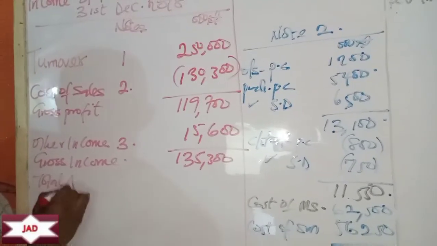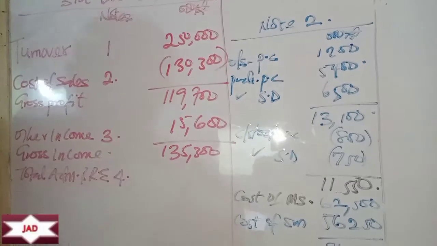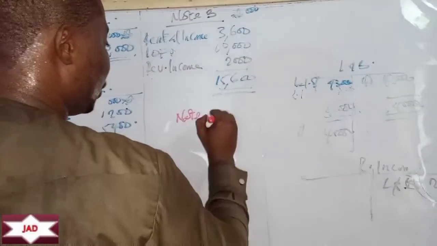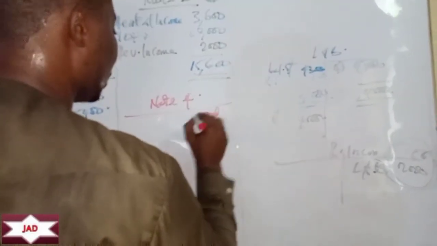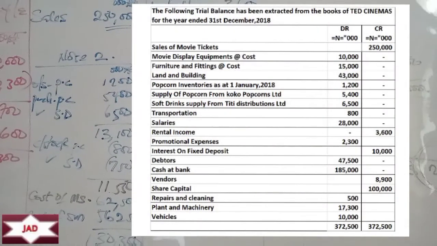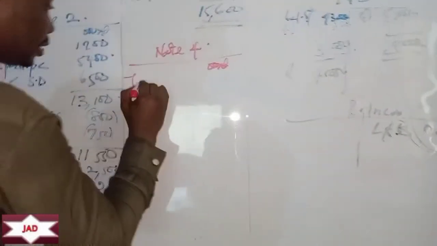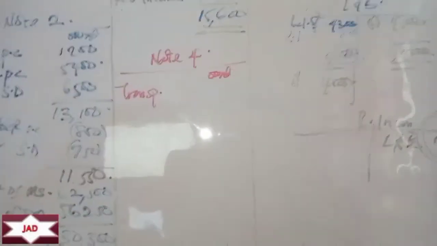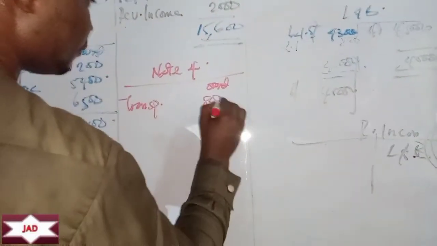So let's take out our total admin and running expense. Let's call it Note 4. So let's call this one here Note 4. So what are the expenses according to the question there? I can see transportation. There is 800,000. Is there any information? No additional information on that.